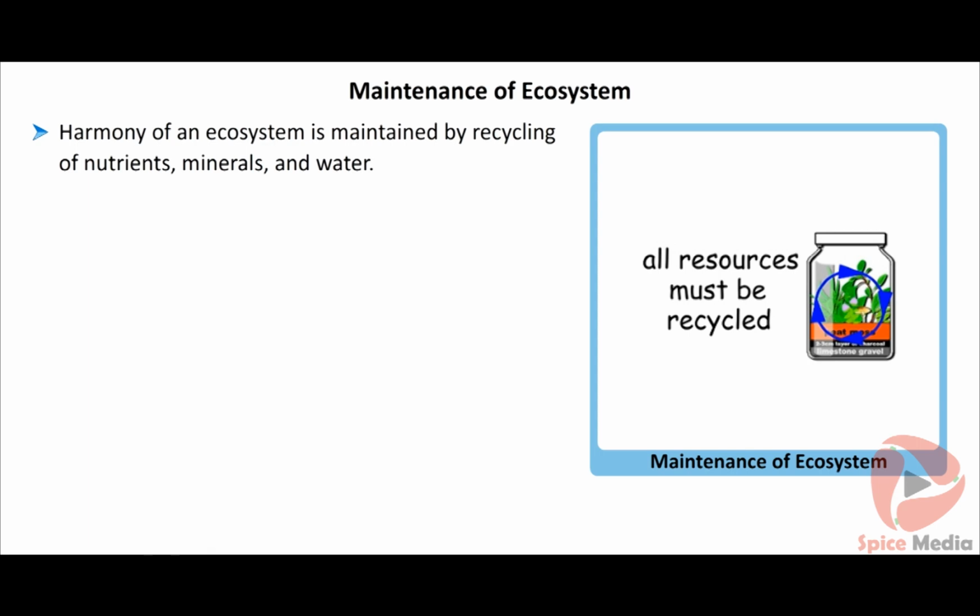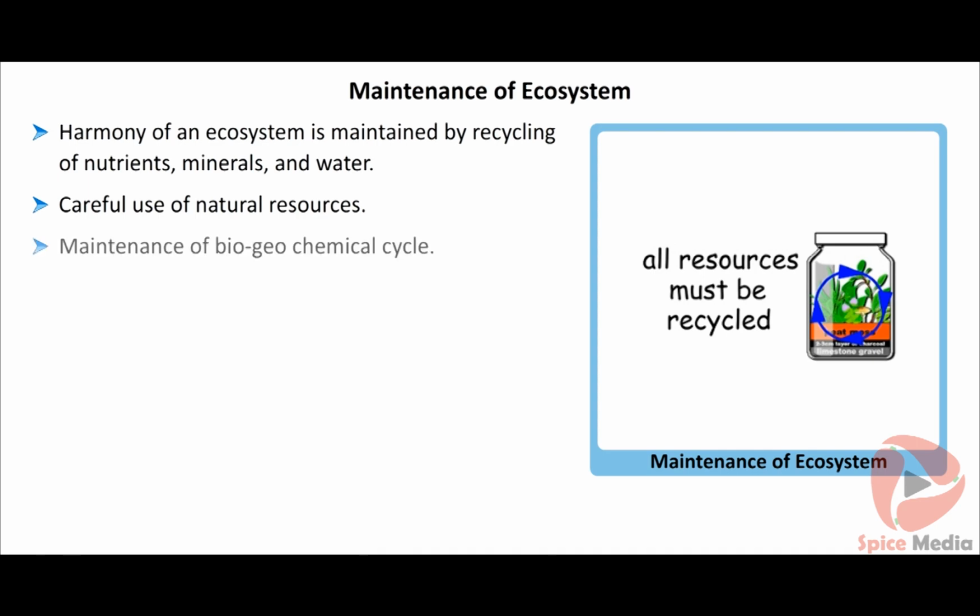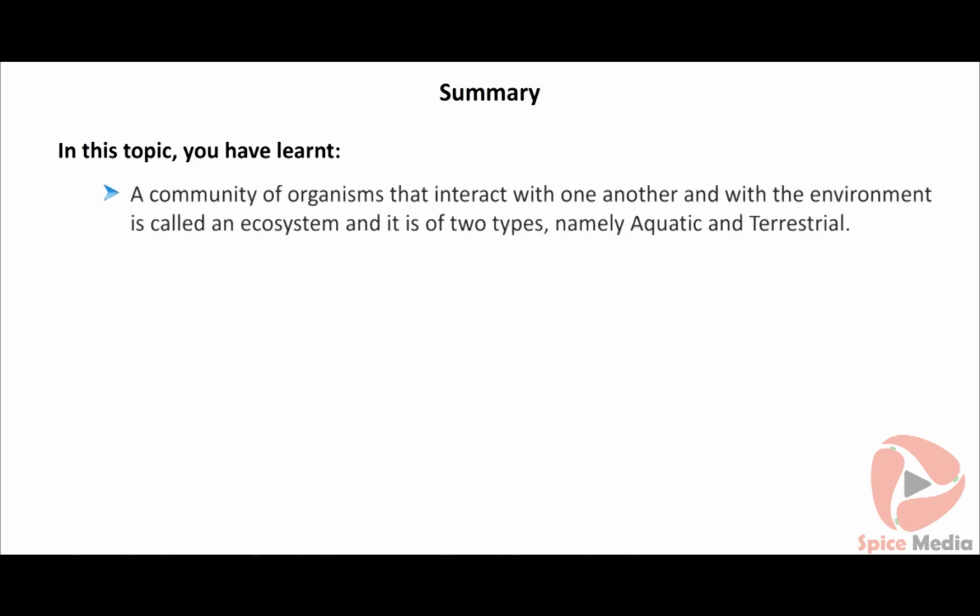There should be a recycling of nutrients, minerals and water to maintain the eco-balance in an ecosystem. Careful use of natural resources will maintain the eco-balance. Maintenance of biogeochemical cycle has great impact on proper eco-balance.